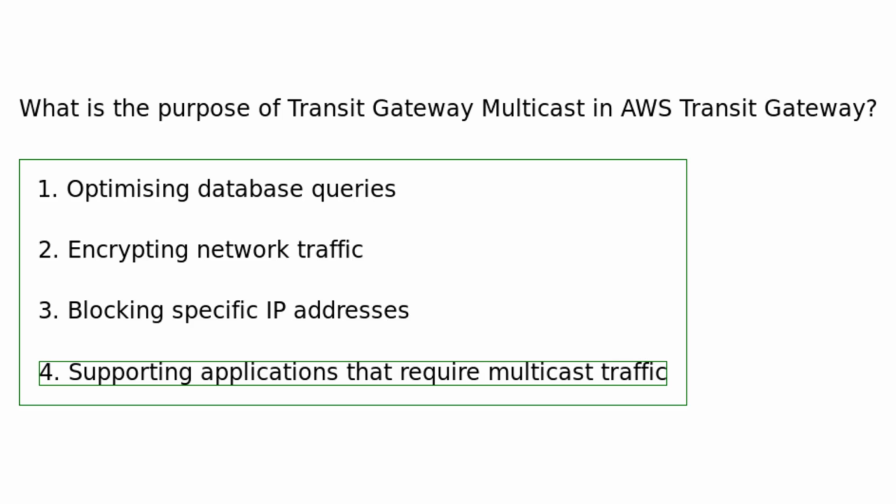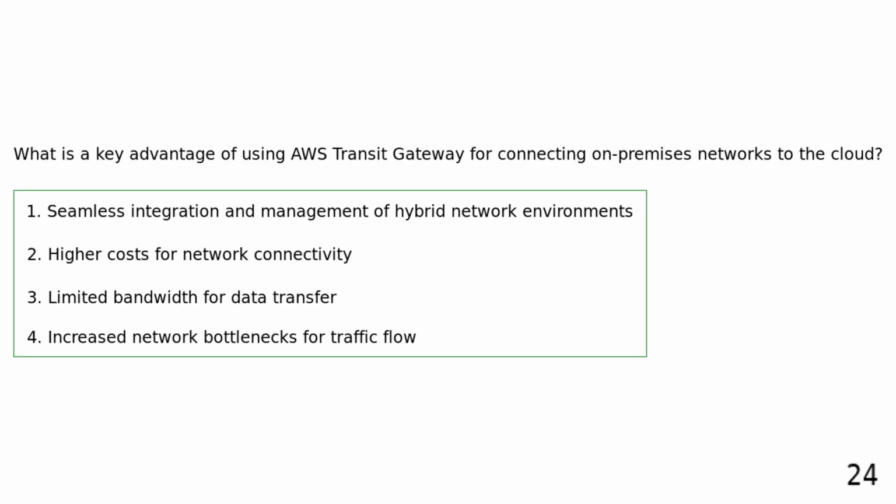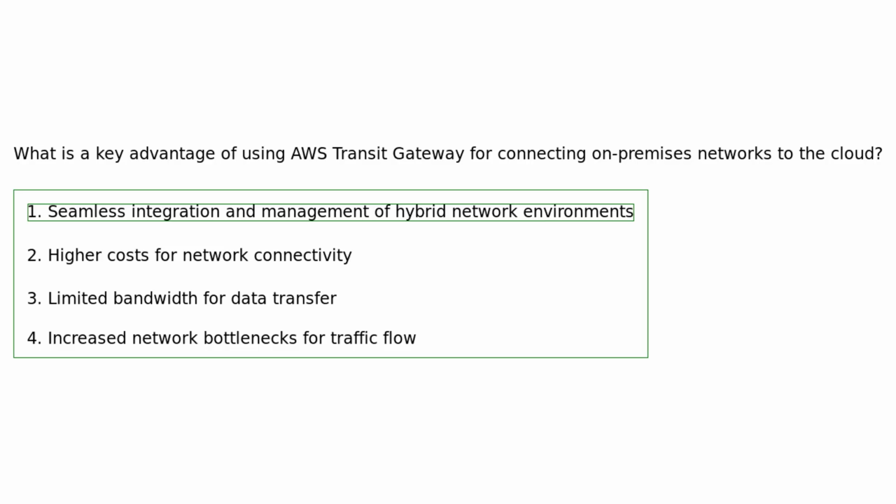What is a key advantage of using AWS Transit Gateway for connecting on-premises networks to the cloud? Seamless integration and management of hybrid network environments. Higher costs for network connectivity. Limited bandwidth for data transfer. Increased network bottlenecks for traffic flow. A key advantage of using AWS Transit Gateway for connecting on-premises networks to the cloud is seamless integration and management of hybrid network environments, allowing for efficient communication between on-premises and cloud resources.